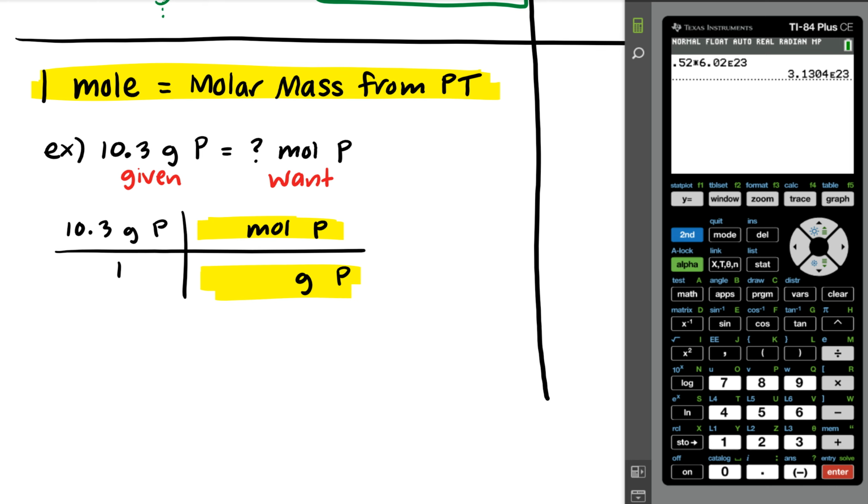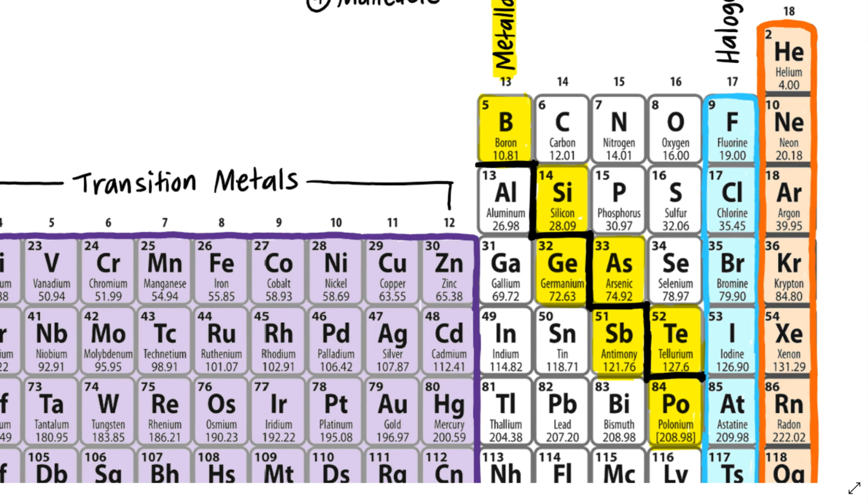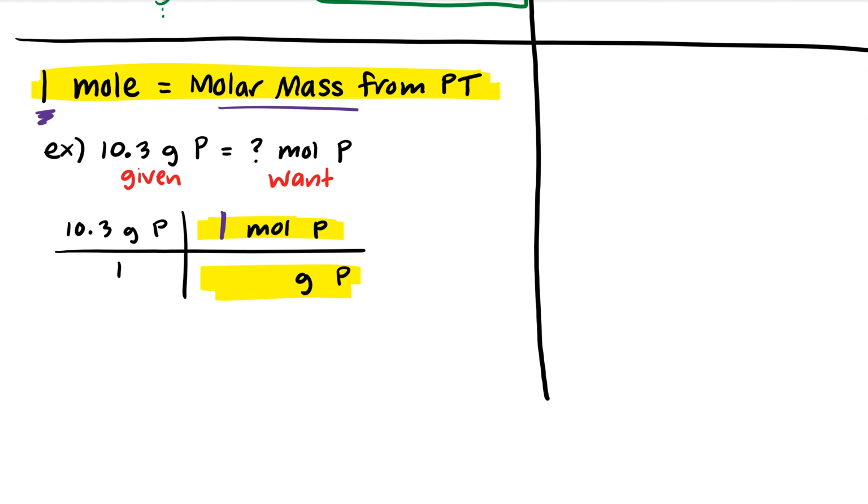Well, now for the numbers. Well, in front of mole, I always have a 1. So I'm just going to copy down the 1. And then for grams, that's going to be the mass from the periodic table. So I need to pull up the periodic table and find the mass for phosphorus. Phosphorus has a mass of 30.97. So what that really means is that 1 mole of phosphorus is equal to 30.97 grams of phosphorus. Grams of phosphorus are going to cancel, and I'm left with moles of phosphorus on the top, exactly what they want me to solve for.